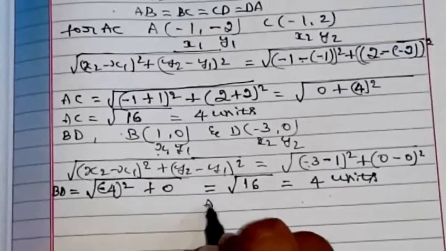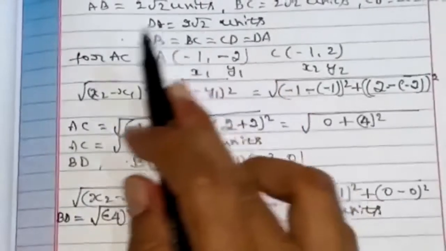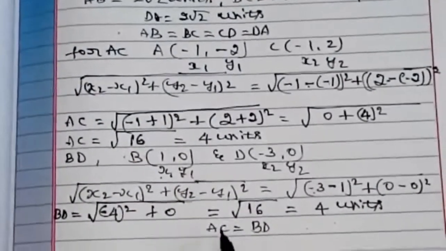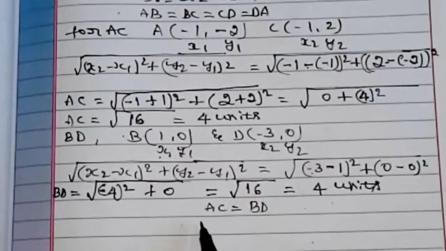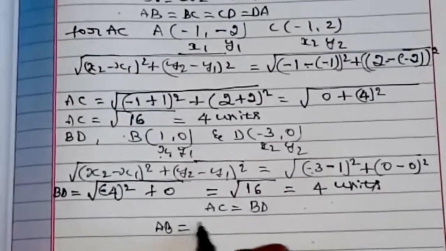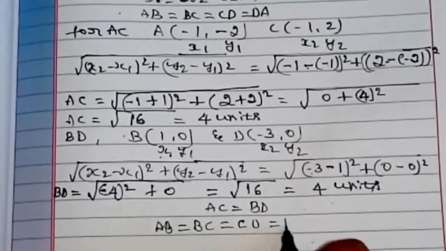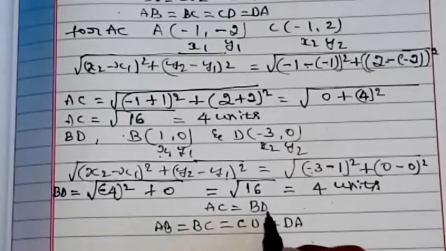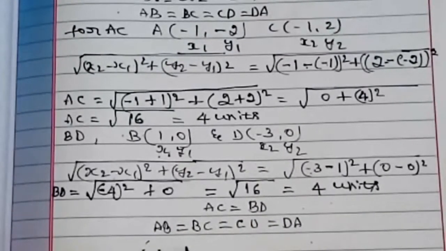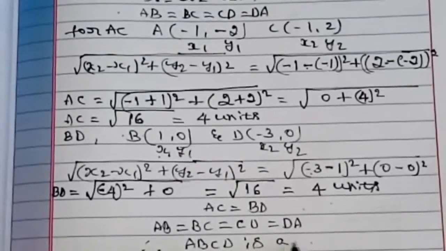So I can write AC is equal to BD. All the sides of the quadrilateral are equal, and now we have found that the diagonals are also equal. So AB is equal to BC is equal to CD is equal to DA, and also AC is equal to BD. So directly we can say that ABCD is a square.